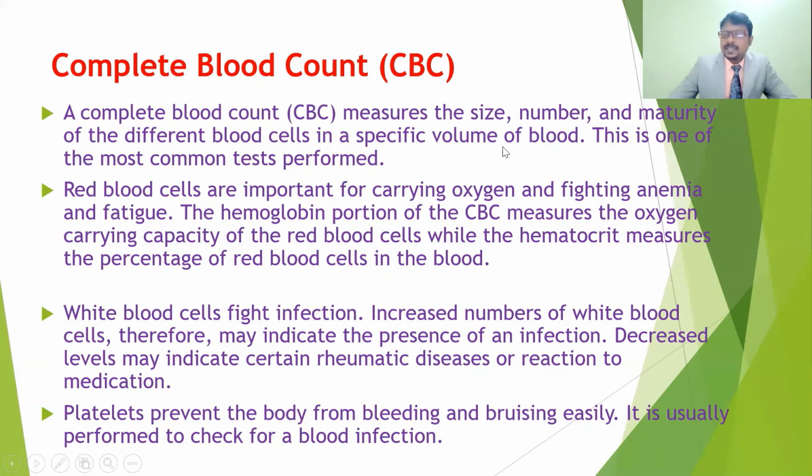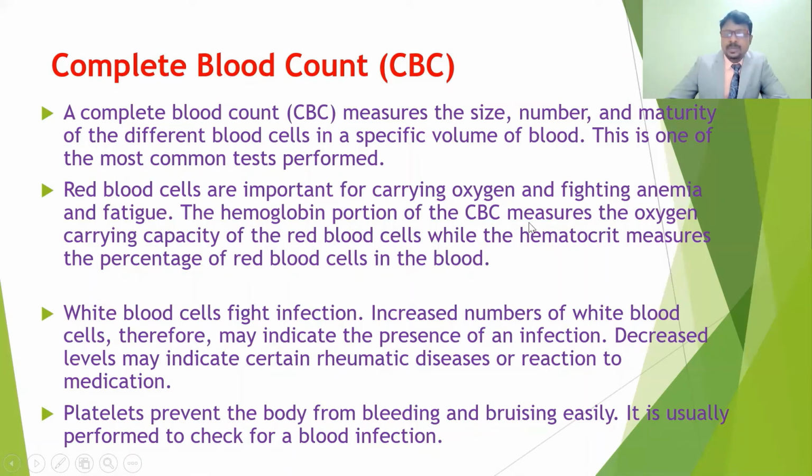It measures the size, number, and maturity of the different blood cells in specific blood values. This is the most common type of test for people who have got an illness. According to these reports, the size and shape and also volume of the blood cells, we are going to differentially diagnose the causative factors and also the type of disease. For example, the red blood cells are important for carrying oxygen, and also fighting anemia and fatigue.